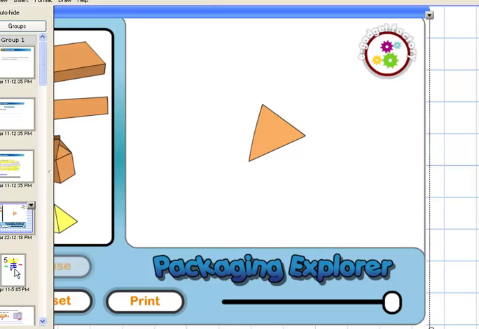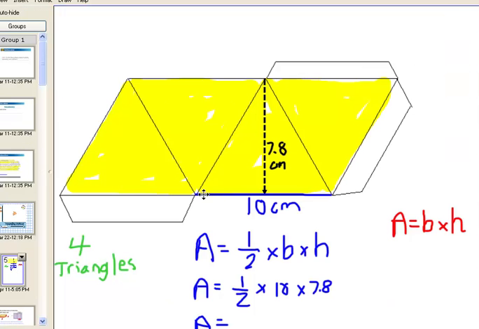So let's just take a look at the net for that. Here it is, and throw on some dimensions. So here's what we know. We know the base of that is 10, and we know the height of this triangle is 7 8/10. We also know that we have 1, 2, 3, 4 triangles like that. So there's 4 of them, and they're all, in this case, equal. That's not always going to be true, but in this one it is.